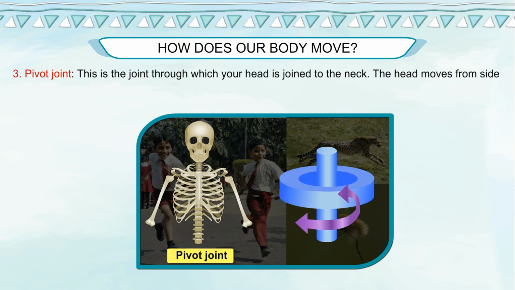3. Pivot joint. This is the joint through which your head is joined to the neck. The head moves from side to side because it rests on a pivot or stick-like bone.